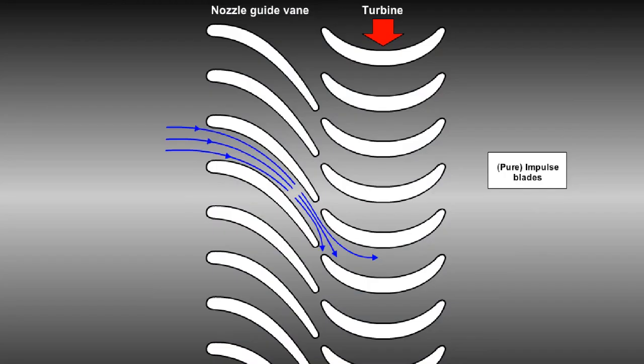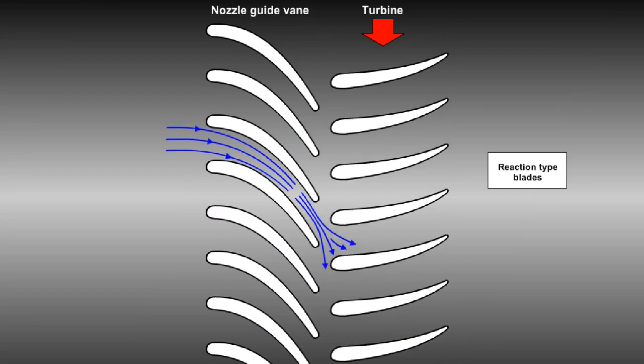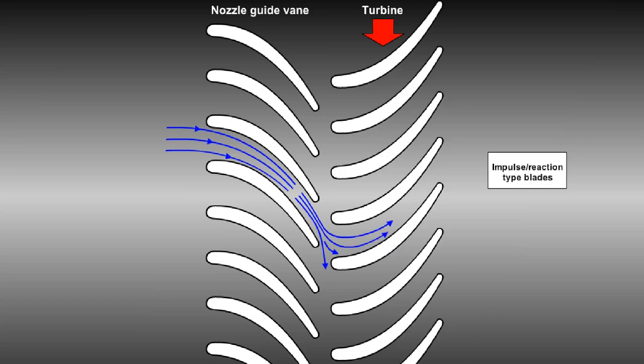The turbine blades themselves can be impulse type, which is similar in action to a water wheel, reaction type. These blades rotate as a reaction to the lift they create as the gas stream flows over them, or a mixture of the 2 types, which is called impulse reaction.